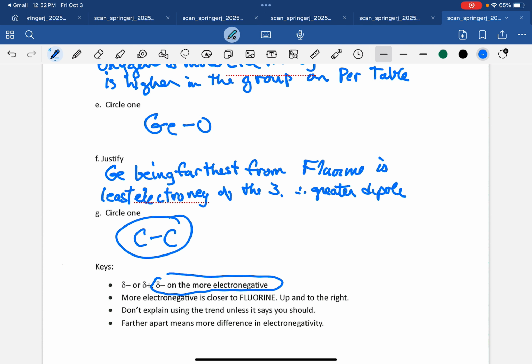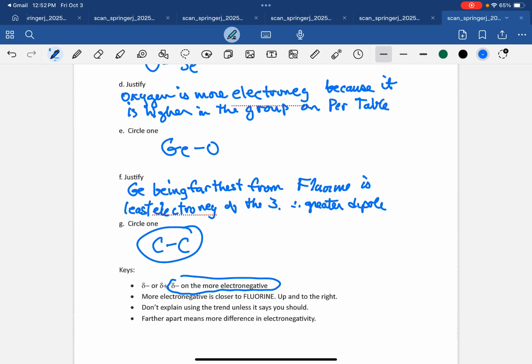So there's some more keys there, the bullet points that will help you in figuring out questions like these. All right, next page.